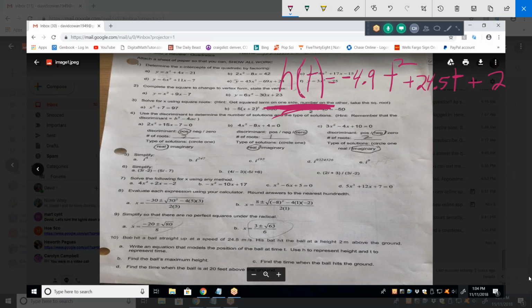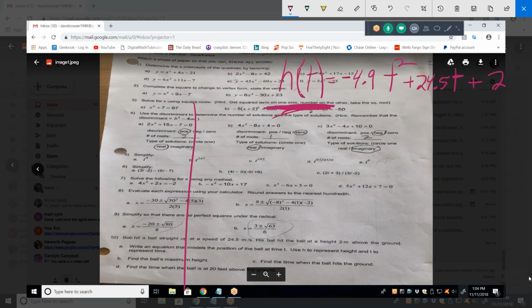Okay? So, write an equation at time t. We've just done it. That's it. Use h to represent height and t to represent time. That's fine. Find the ball's maximum height.